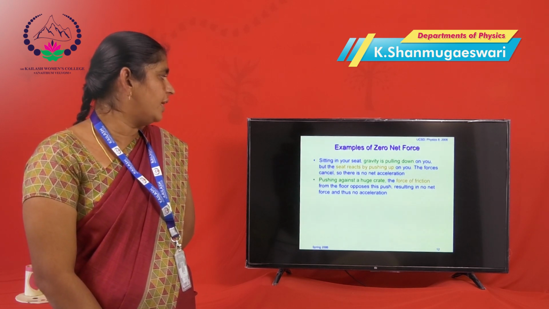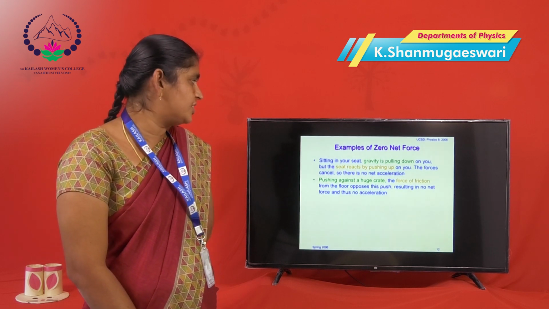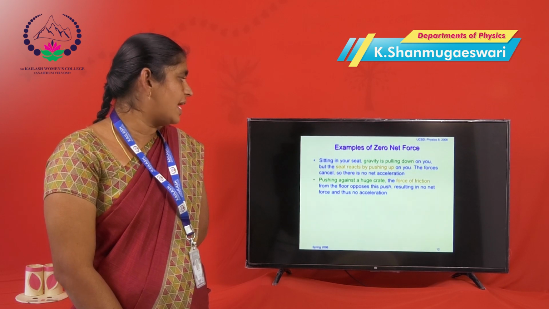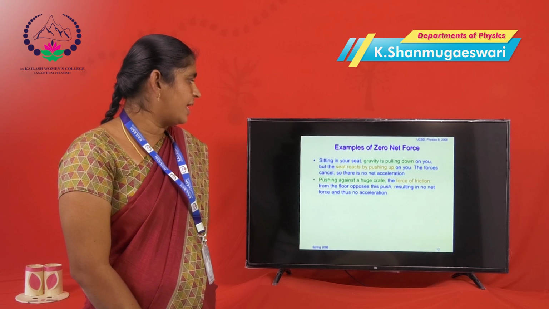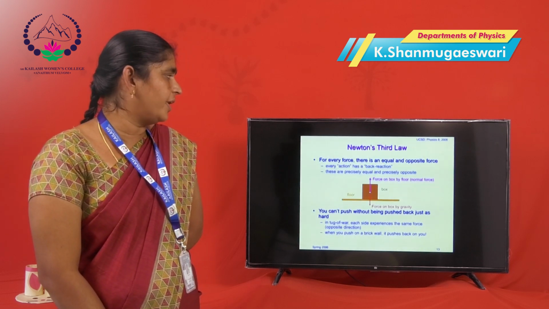Examples of zero net force. Sitting in your seat, gravity is pulling down on you, but the seat reacts by pushing up on you. The forces cancel, so there is no net acceleration. Pushing against a wall, that means the net force is zero.